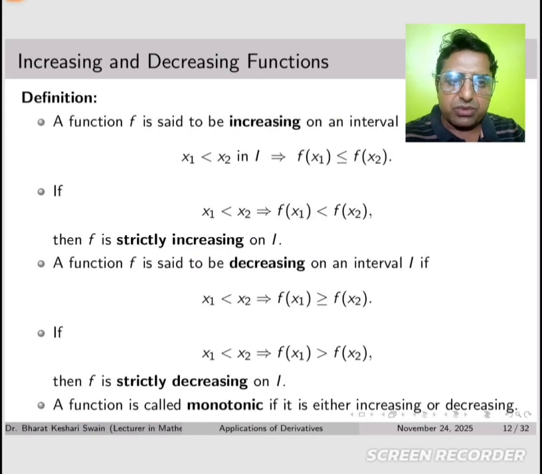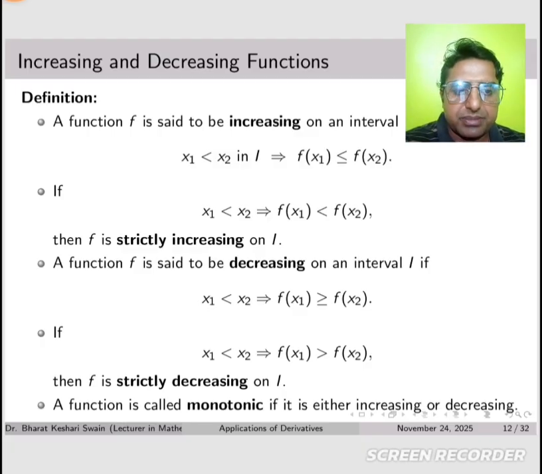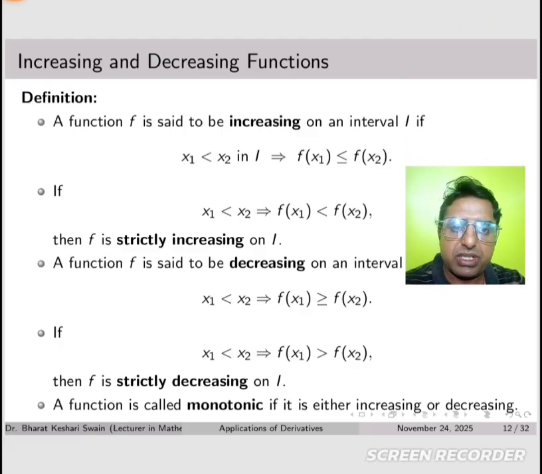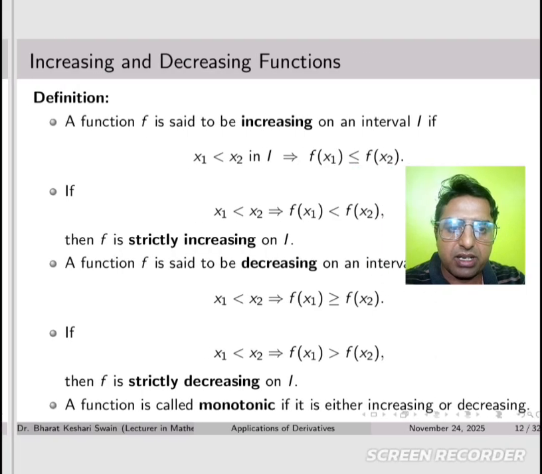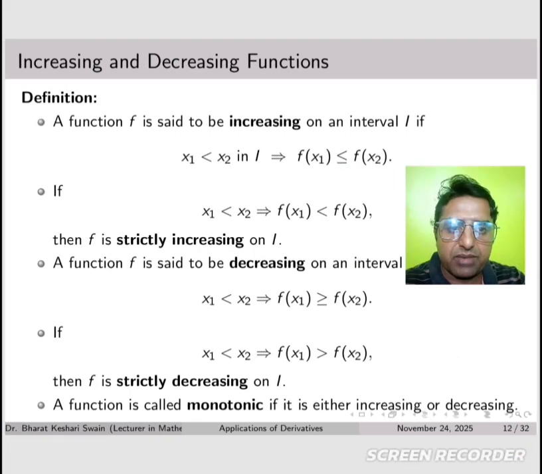Now come to another slide. This is increasing and decreasing function. So how is it defined? A function f is said to be increasing on an interval I if x1 less than x2 in I, then f(x1) less than or equal to f(x2). So this is the definition of an increasing function.